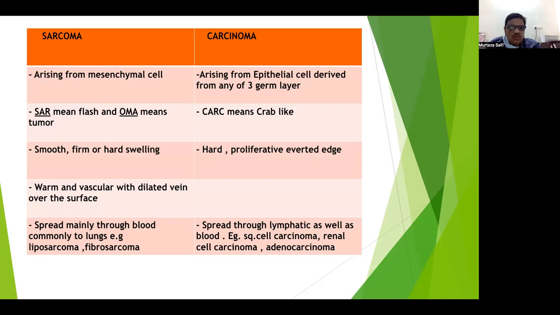Sarcoma is a smooth, curved, or hard swelling. Carcinoma is hard, proliferative, with everted edge. Sarcoma is warm and vascular with dilated veins over the surface. Sarcoma spreads mainly through blood, commonly to lung and liver. For example, liposarcoma, fibrosarcoma. Carcinoma spreads through lymphatics as well as blood, but its specificity is spread with the lymphatics. For example, squamous cell carcinoma, renal cell carcinoma, adenocarcinoma.